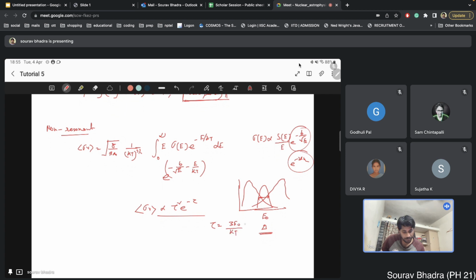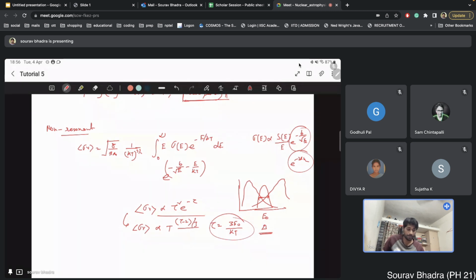It was all in the steps of the calculation, and from here we can write the temperature dependence as T to the power tau minus 2 by 3. So if you can calculate the tau, you can tell the temperature dependence of the mean sigma v. So this was all for the non-resonant reaction.